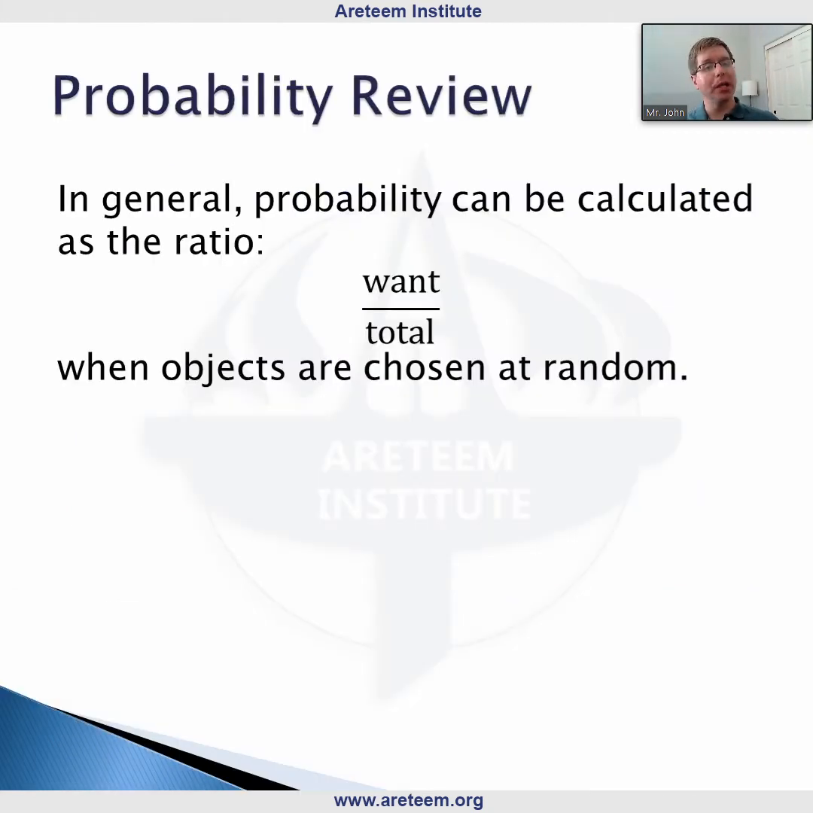Quick review, we can generally calculate probability as a ratio. Want divided by total, right? You have a die, you roll a six-sided die, there's a 1 in 6 chance any of the sides shows up, right? So in a lot of ways, the basic probability stuff is pretty intuitive and people can kind of make sense of it that way as well.